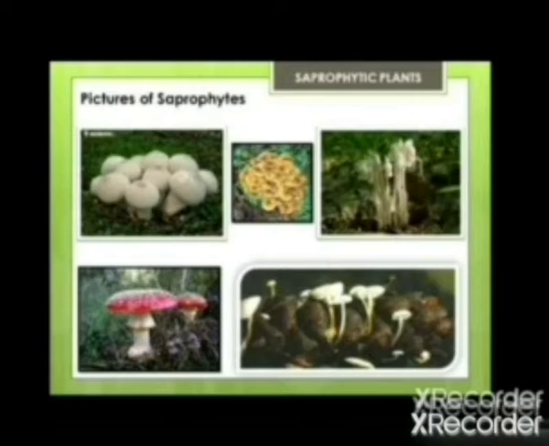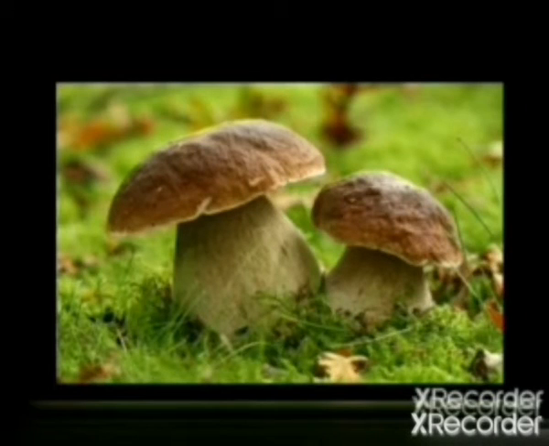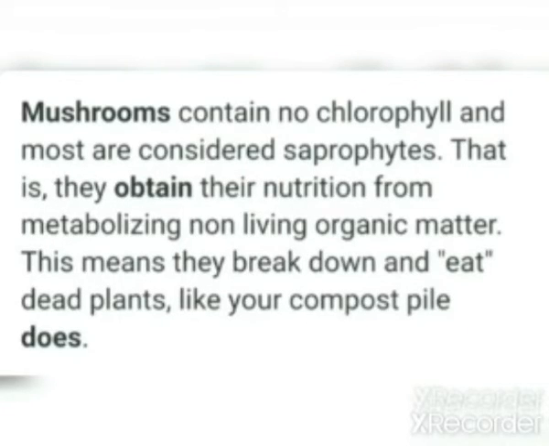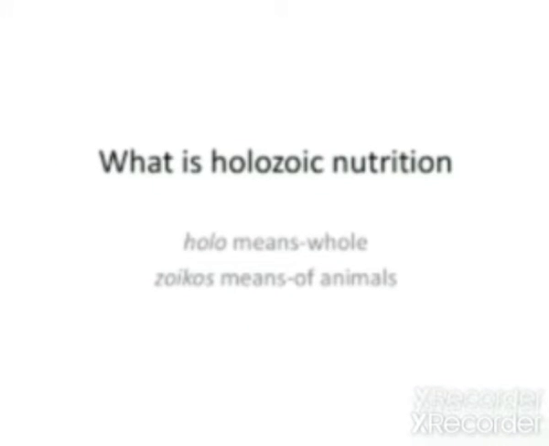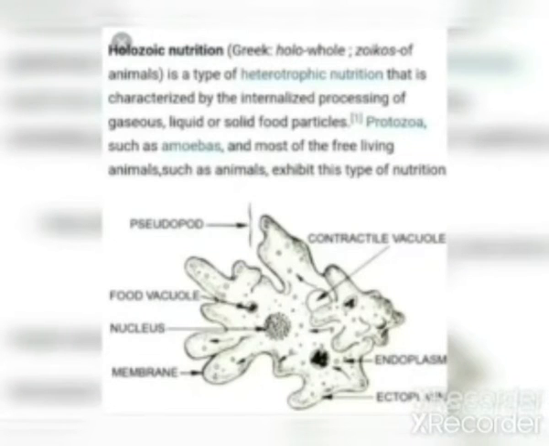How do mushrooms obtain food? Organisms like bread molds and mushrooms break down the food materials outside the body and then absorb it. And what do you mean by holozoic nutrition? The type of nutrition in which organisms take in whole material and break it down inside their body is called holozoic nutrition.